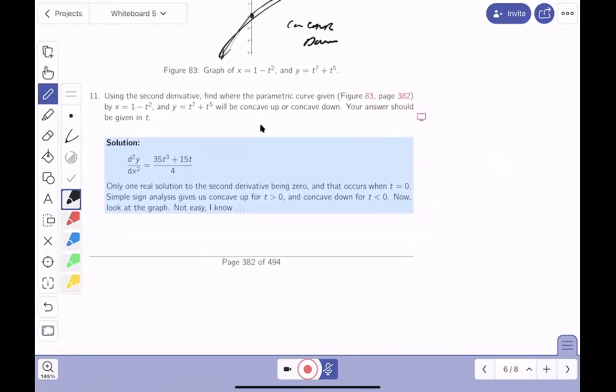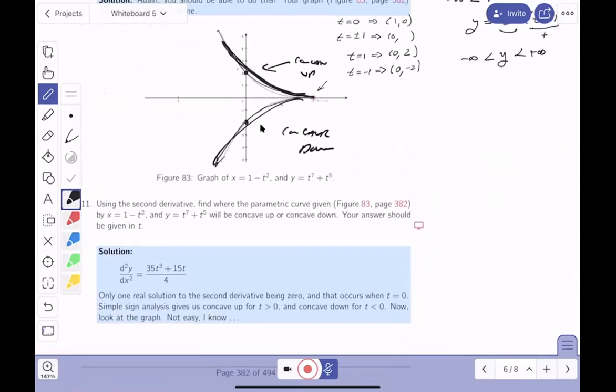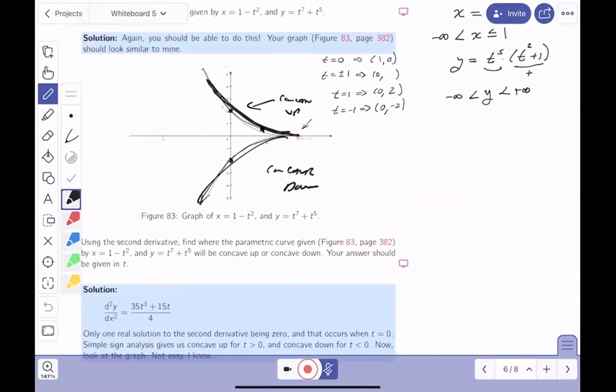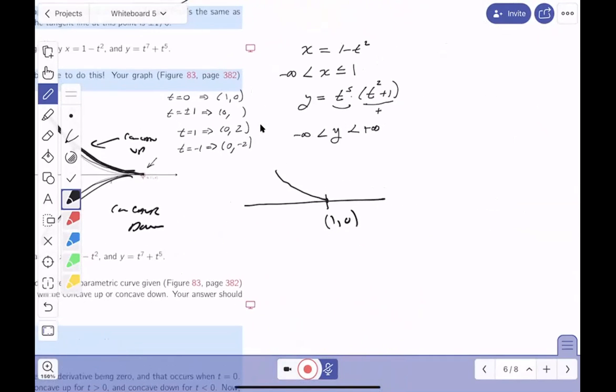All right. So over here, they use the second derivative to find where the parametric curve given by this will be concave up or concave down. Well, I'm looking at it and I'm starting to see something here, right? So I'm going to do this without doing the derivative, but we'll also use a derivative too, okay? Looking at it, I see this over here. And what's this point again? This point over here is (1, 0). I'm going to write down x equals, and I'm going to write down y equals. We'll do the derivative later.